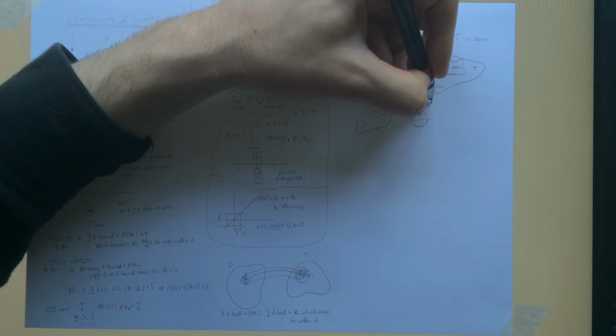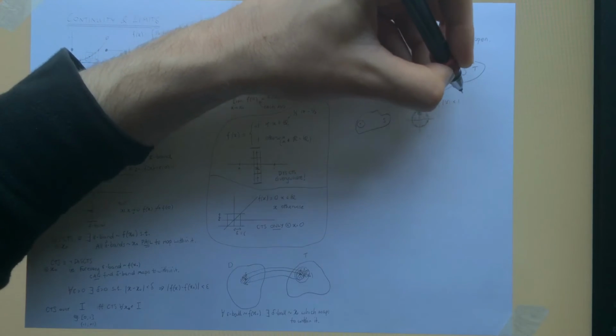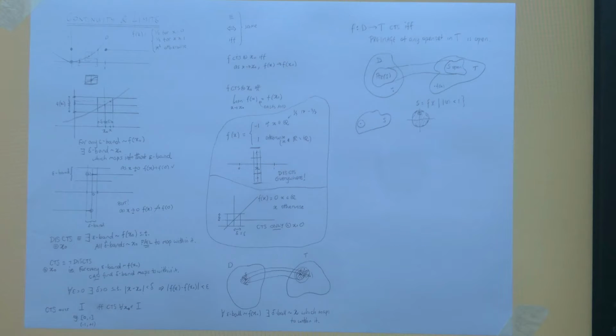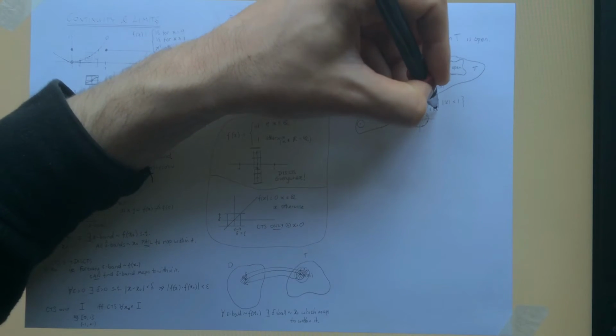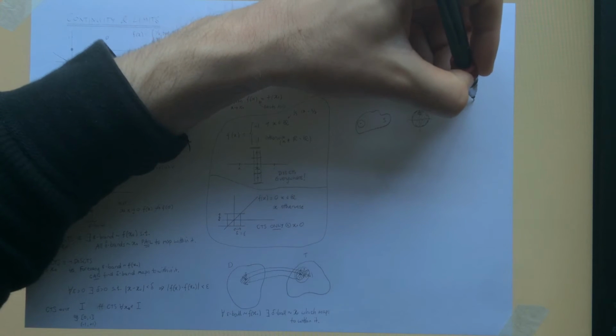we could say vectors where the length of the vector is less than 1. Maybe vectors in R2, 2D Euclidean space. So that is an open set.